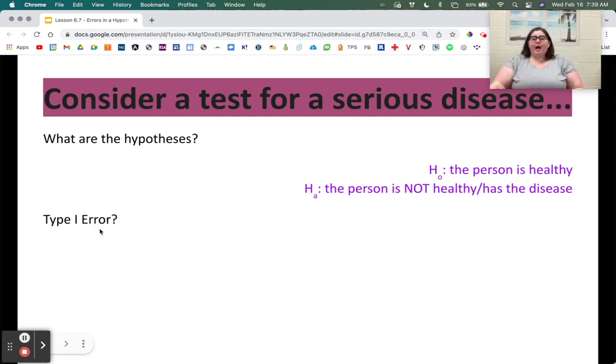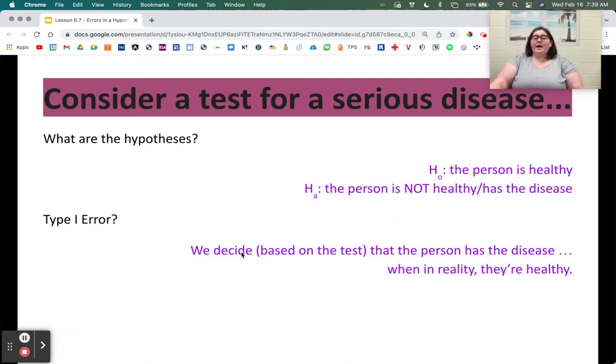So in this case, a type 1 error, when we reject the null hypothesis but actually the null was true, is when we decide based on our test, based on our evidence, that the person has the disease. We reject the null and say we have evidence that the person is not healthy, that they have the disease, but in reality, they're actually healthy.